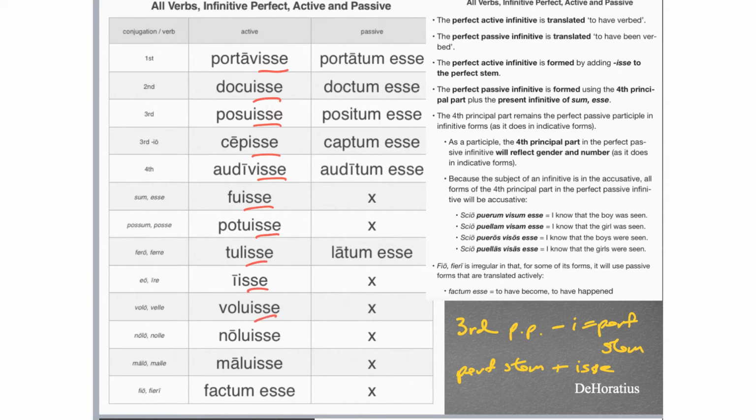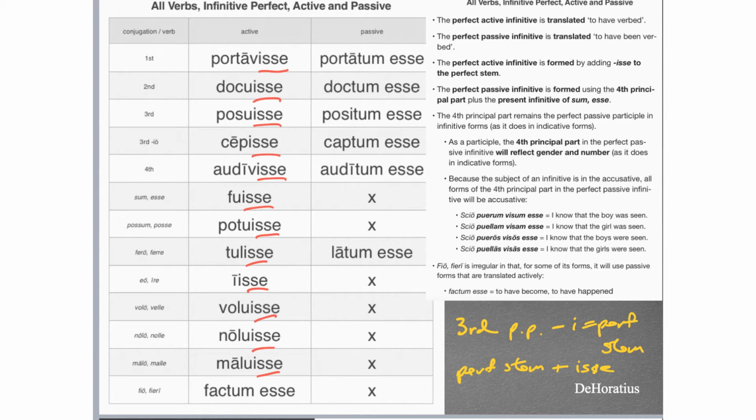You're welcome to think about it as just the third principal part plus sse, which obviously gets you to the same spot. So either way, whatever is easier for you all. But isse is the ending for the perfect active infinitive. It is translated to have verbed. It will be used as a straight infinitive. You know, I wanted to have finished by the end of the day. You know, there's your literal perfect active infinitive.